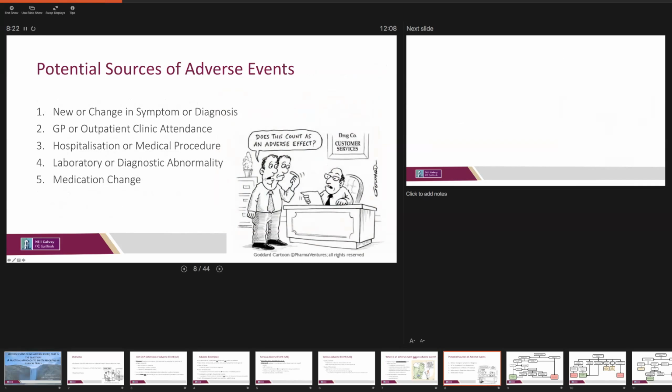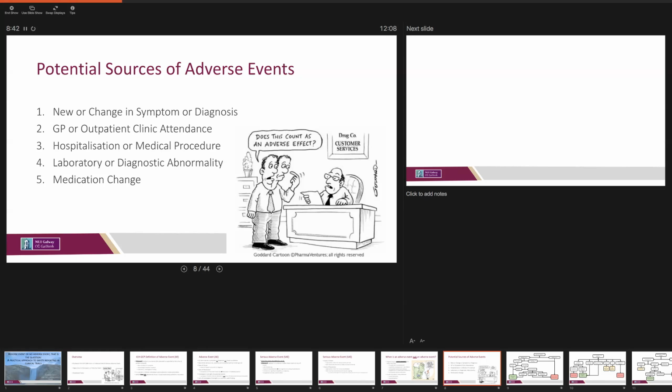The first being a new or a change in a symptom or a diagnosis. One where somebody goes to a clinic or attends their general practitioner. Another where somebody is hospitalized or has a medical procedure. Somebody else who has an abnormality from either a lab test or a diagnostic test. And the last big source I can see is whether a medication change occurs.